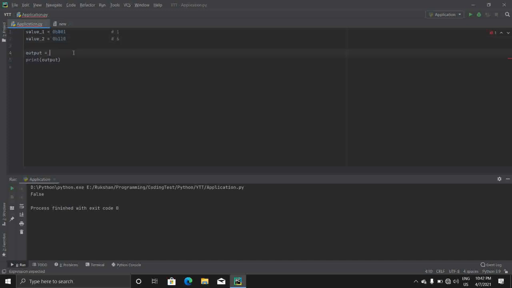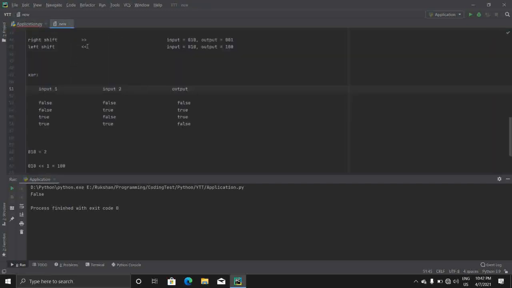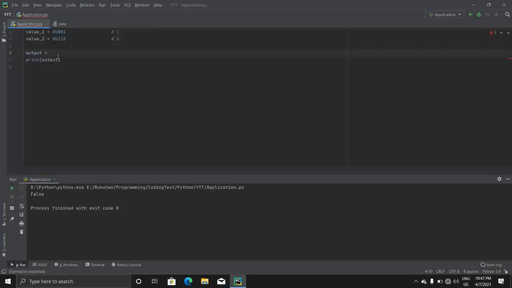Now let's do right shifting. For right shifting I use the second value. I have explained what this shifting does before we get into the practice. Now I explain it here.